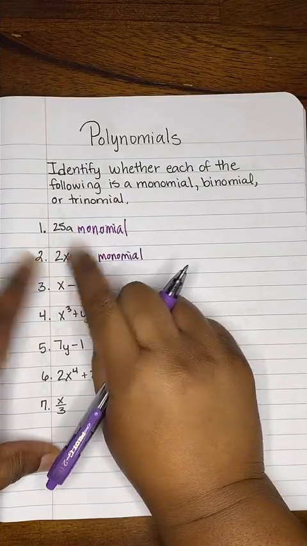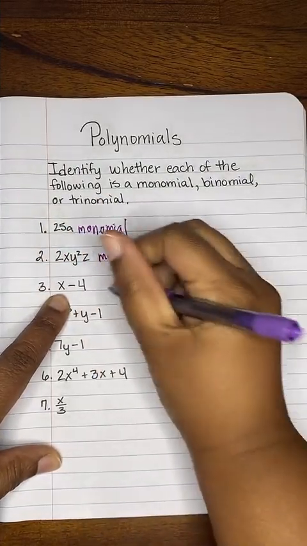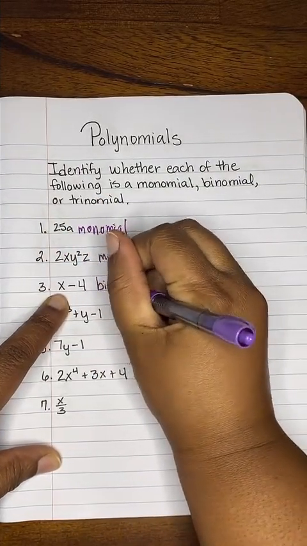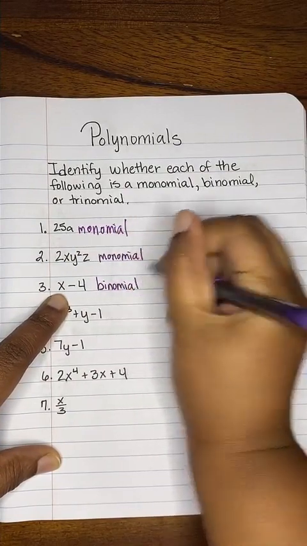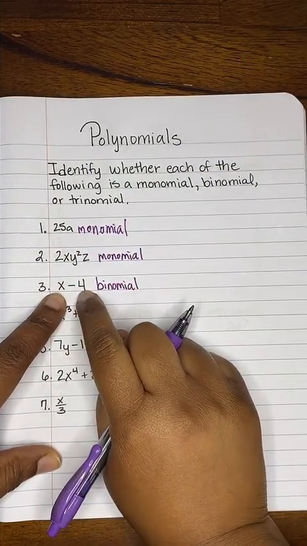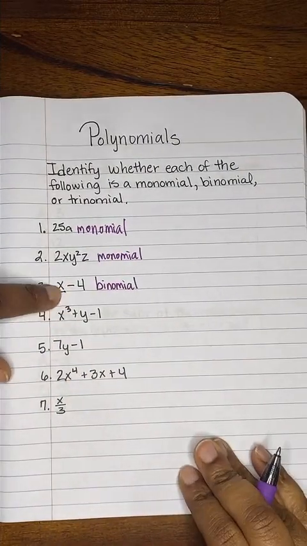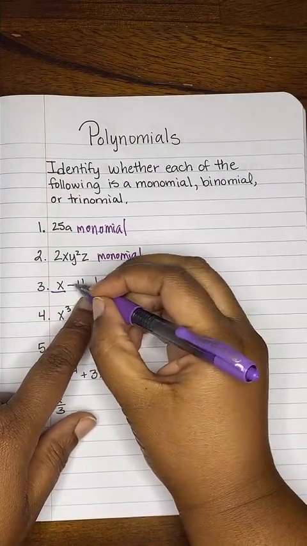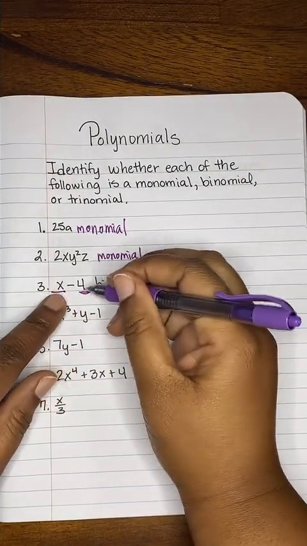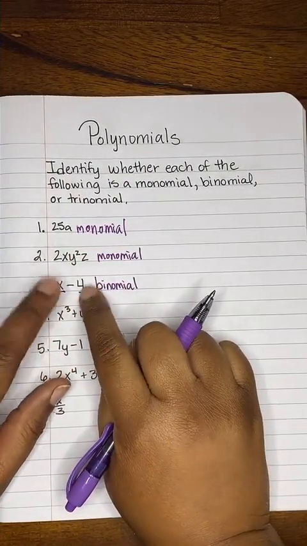Now, number three is called a binomial. This is a binomial because it has a minus sign. The first term is 1, and then it's separated by a minus, so this is the second term. That's why we get a binomial here.